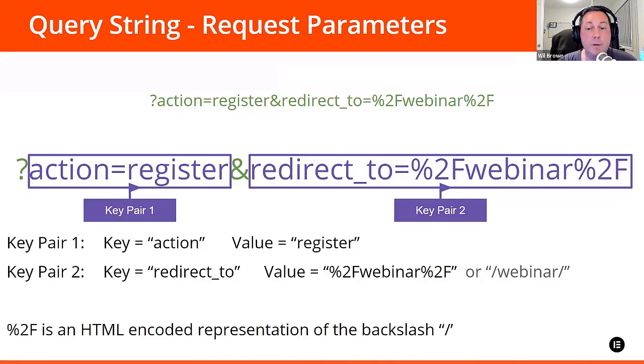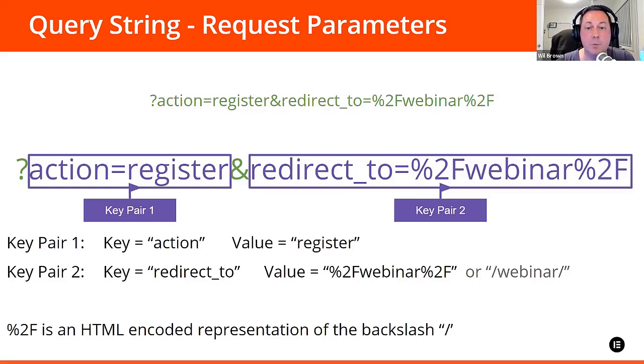To summarize, this URL is passing the parameter of action with the value of register, and it's passing the parameter of redirect with the value of /webinar/. This is a registration page for WordPress. The action is register, so it's going to bring up the registration form rather than the actual login. Once you've registered, it's going to redirect to /webinar in this particular instance.